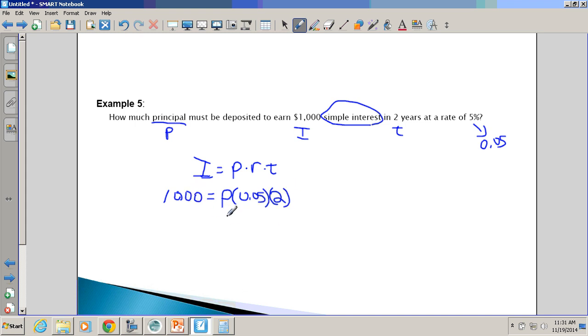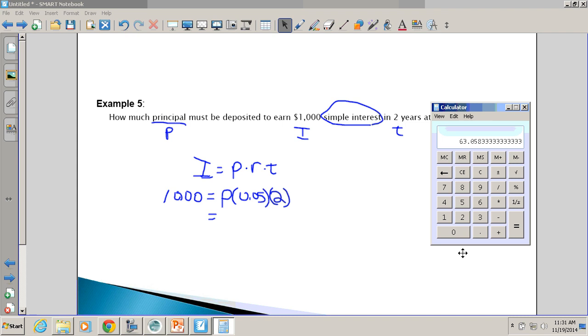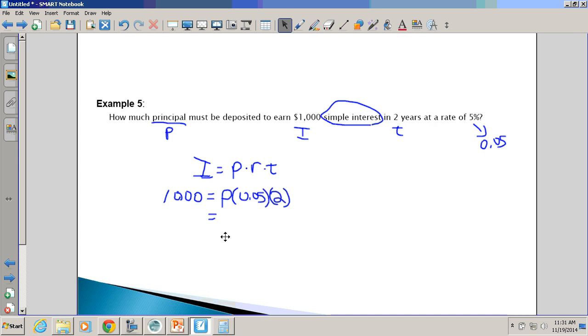So here I can solve for P. You can do this two ways. One is you can divide this by 0.05 and divide it by 2, both sides, to get P by itself. Or you could actually multiply 0.05 times 2 first, which is 0.1. So I could get 0.1 P, and I have 1,000 here.